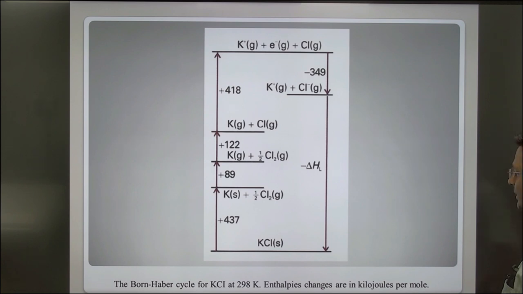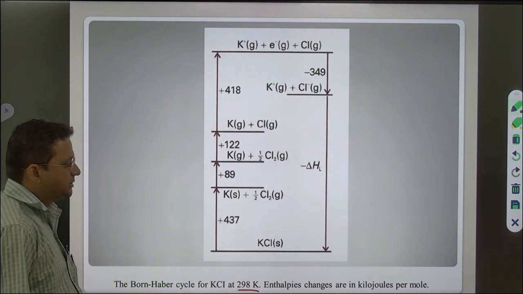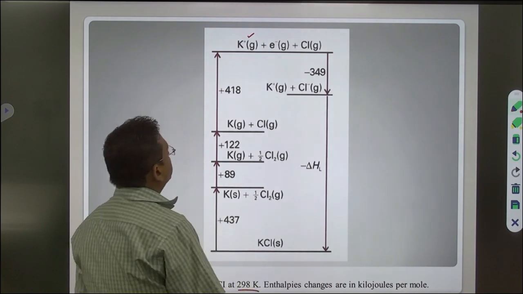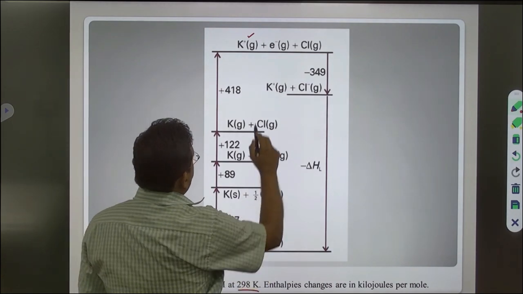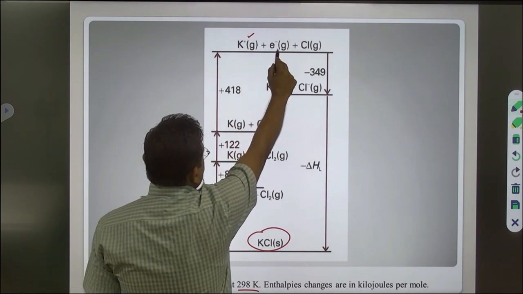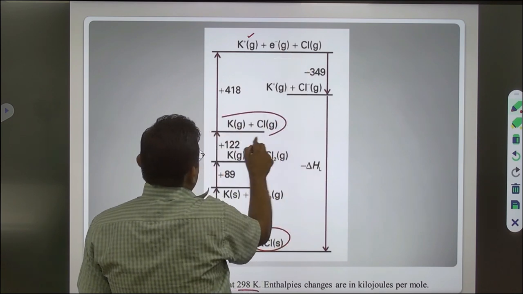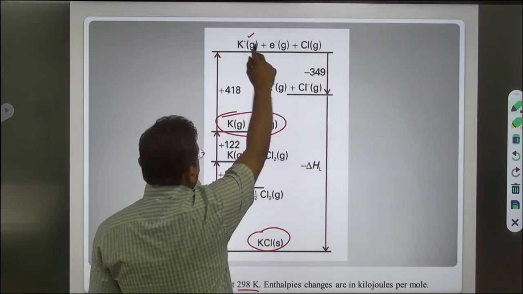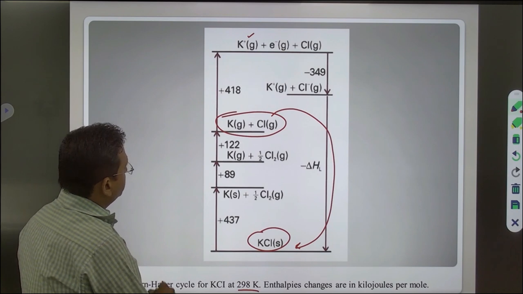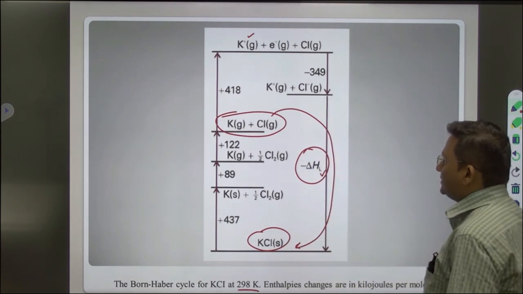This is the Born-Haber cycle of KCl at 298 Kelvin. Enthalpy changes are in kilojoules per mole. Here, potassium plus gas. Here, you see KCl solid converted to K plus gas and Cl minus gas, both in gaseous form, and then these form KCl again in solid, and this all changes. This energy is called lattice energy.